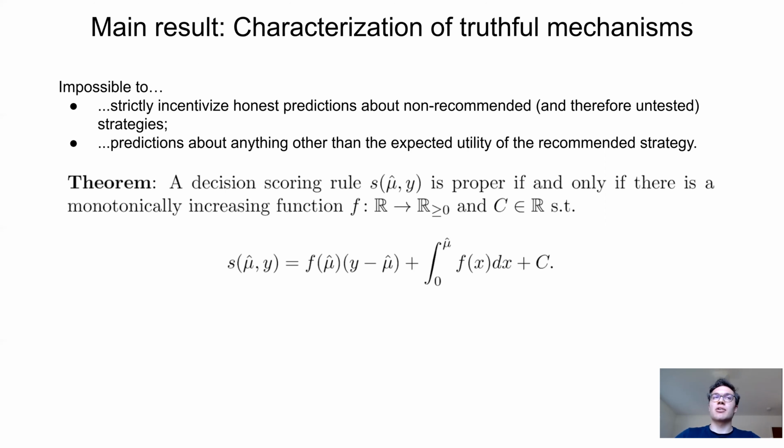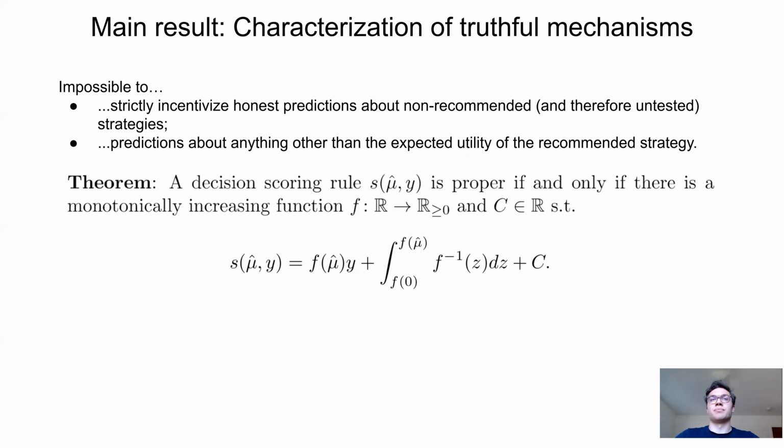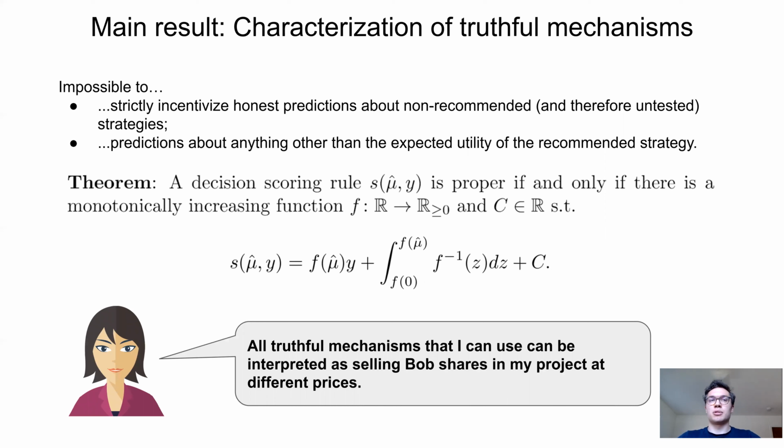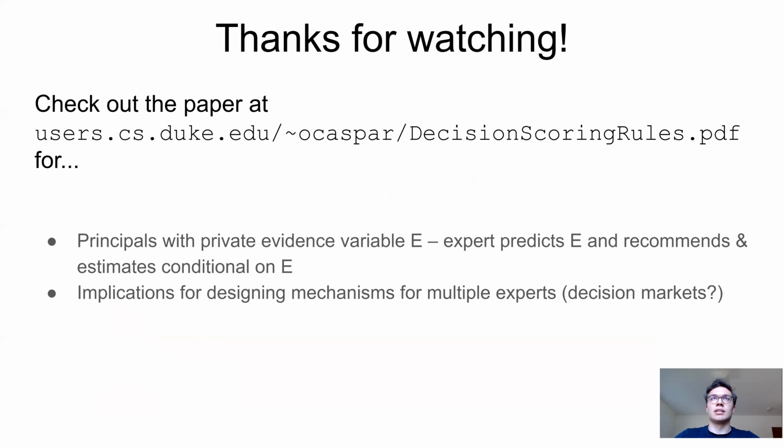And then we provide formal characterizations of all mechanisms. We do this in this scoring rule formalism. Don't have time, unfortunately, to look at these in detail here. But one of these characterizations in particular lends itself to a very intuitive interpretation, which is that all truthful mechanisms that Alice can use can be interpreted as selling Bob shares in her project at different prices. So the example mechanism that we considered earlier is indicative of all truthful mechanisms for this setting.